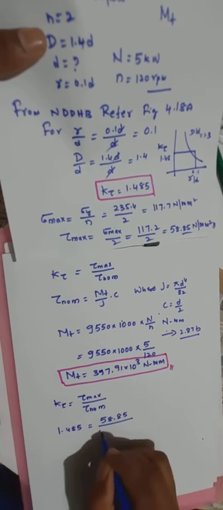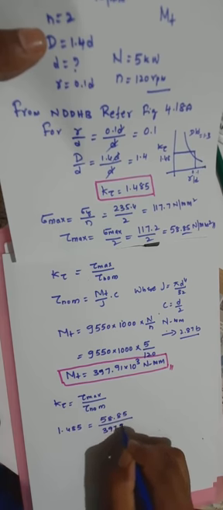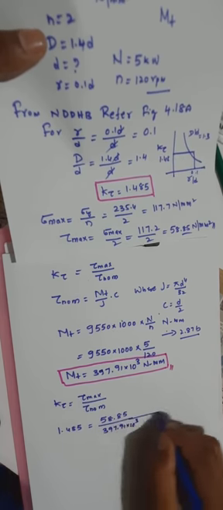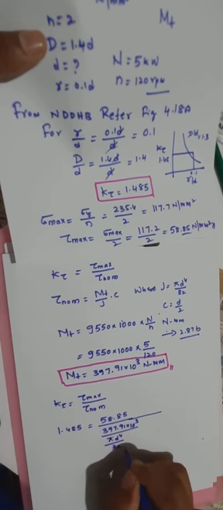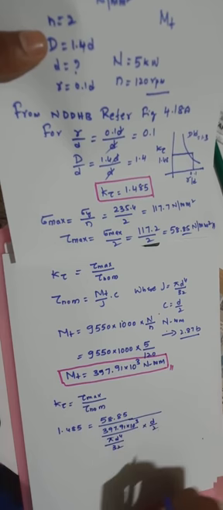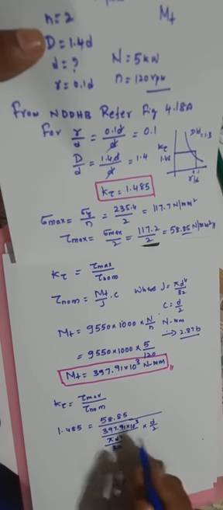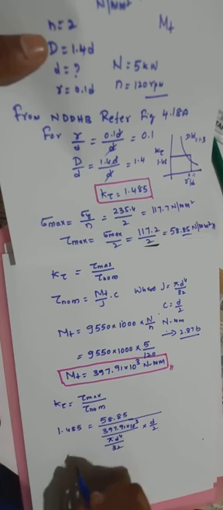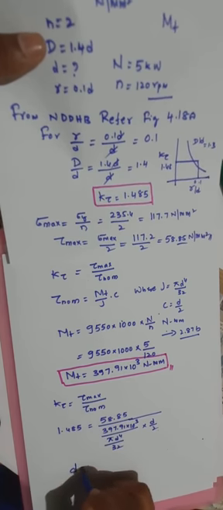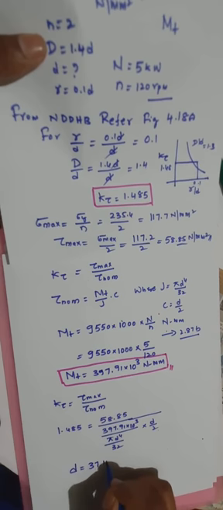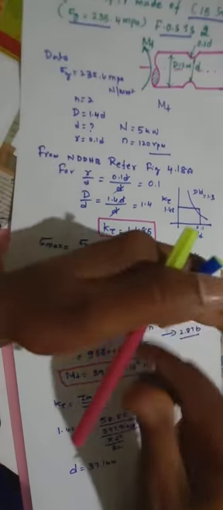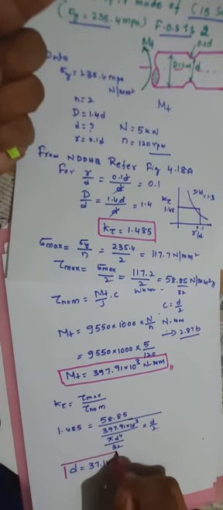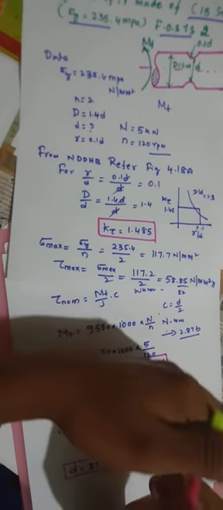What is the value for Mt? Mt is equal to 397.91 into 10 to the power 3. What is the value for J? Pi d to the power 4 divided by 32, into d by 2. If you simplify this, you will get the diameter d is equal to 37.1 mm. The diameter at the groove, d, is 37.1 mm. This is the objective of the problem.